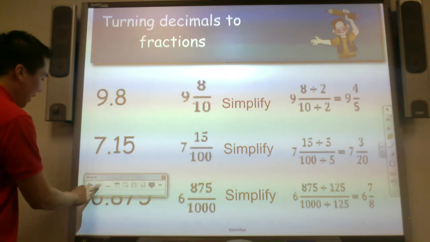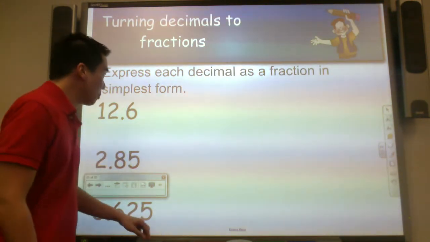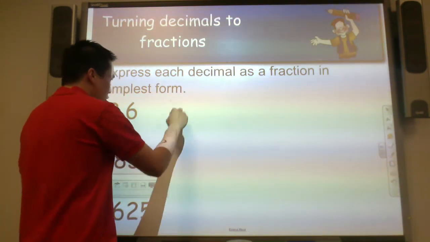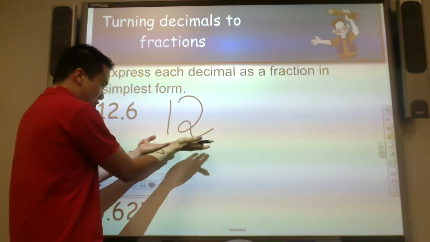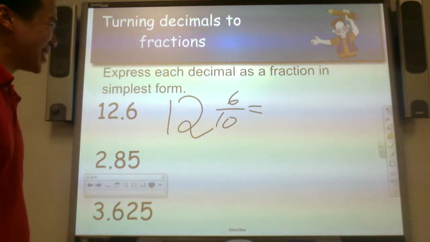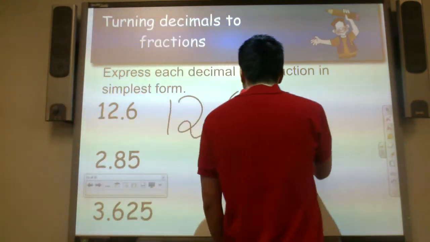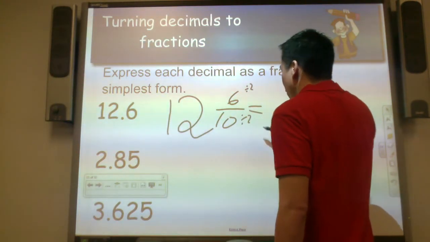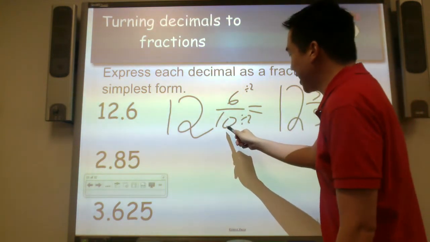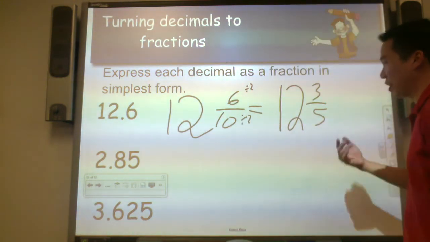And let's practice one last example of this using mixed numbers. So we have 12 and 6/10. You will write it as 12, that's a whole number, and 6/10. Can you simplify this decimal into a fraction in simplest terms? Well, I know you can divide both of these numbers by 2, so it's 12 and 3/5. So 6/10 can be renamed as 3/5.